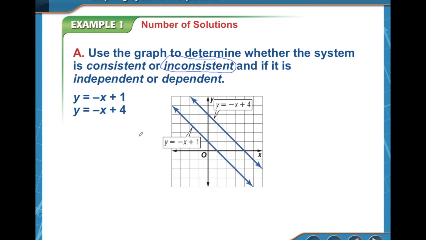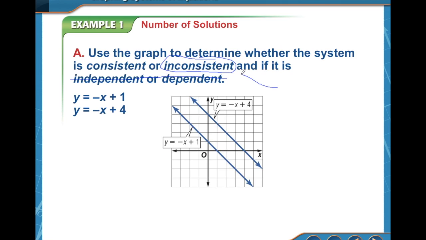So we'll have that part written down. And is it independent or dependent? Well, independent means one solution, dependent means many solutions. So how many do we have here? Well, we have none, so it is neither independent or dependent. It can't be either one of those because there is no solution.